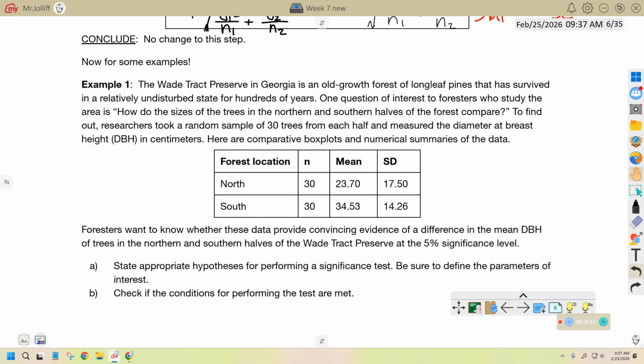To find out, we should just pick a random sample of 33 from each side and measure the diameter at breast height in centimeters. Here are the completed box plot and the numerical summary of the data. Do the data provide convincing evidence of a difference in the northern side and the southern side at the 5% significance level? State a hypothesis for performing a significance test, consider all the parameters of interest, and do check the conditions for performing the test.